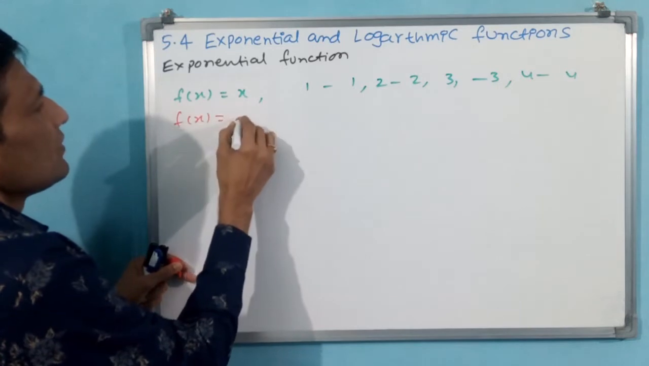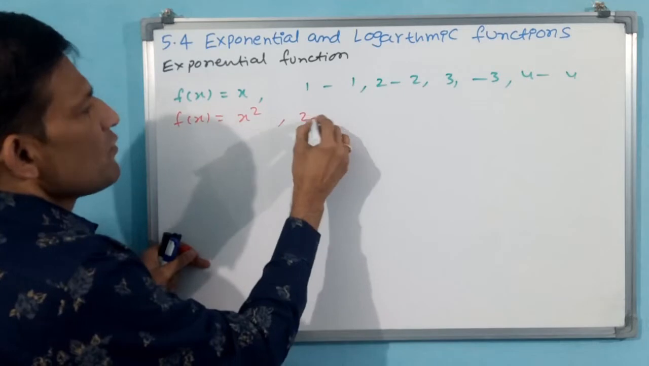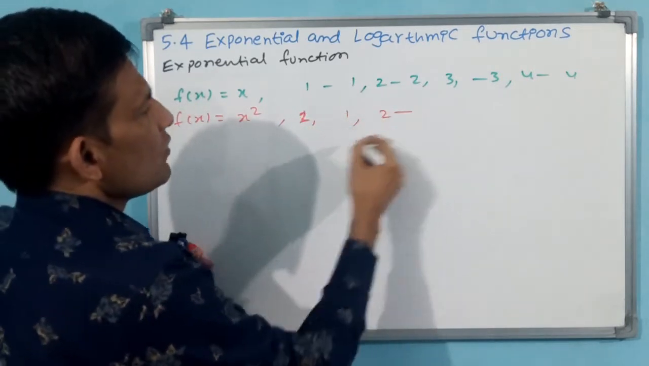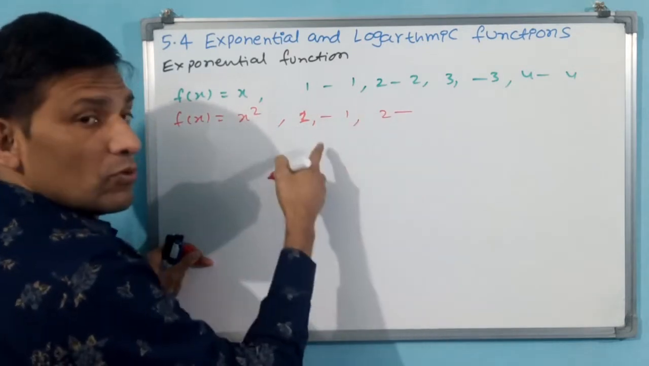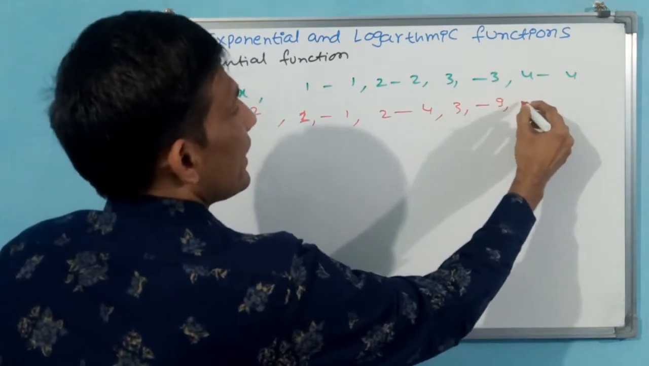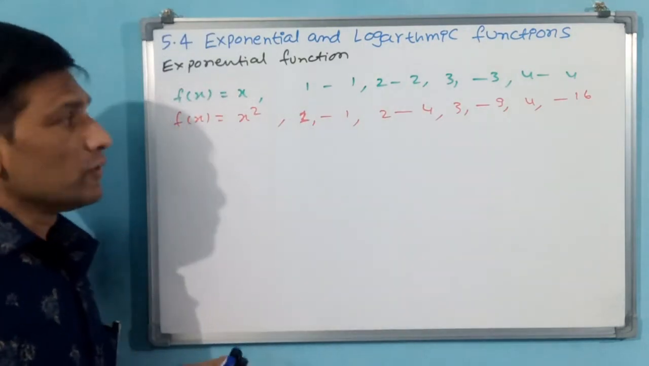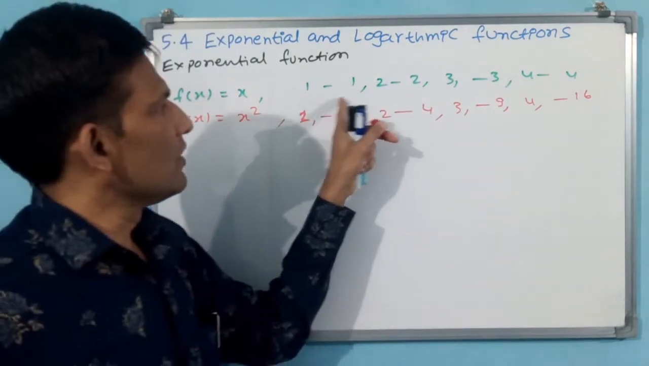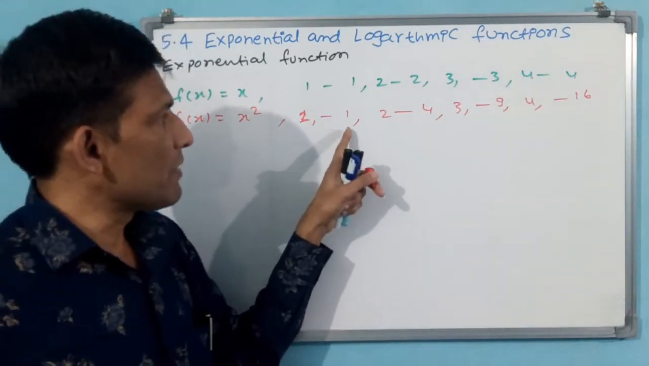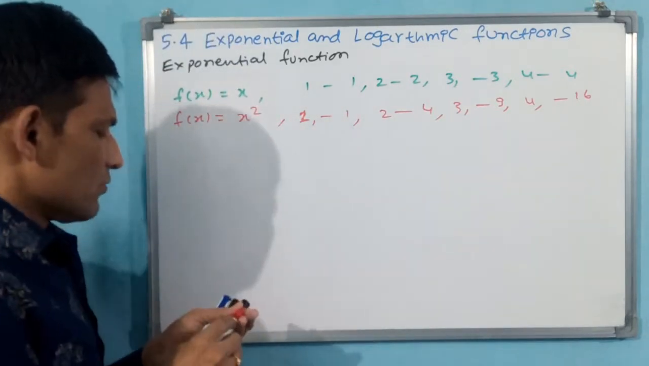f of x is equal to x square. If I give 1, then 1 square, 1, will come. If I give 2, 4 will come. If I give 3, 9 will come. If I give 4, 16 will come. You see, earlier we gave 1, 2, 3, 4 and 1, 2, 3, 4 came. Now we have given 1, 2, 3, 4, but 1, 4, 9, 16 has come. This is the case for x square.